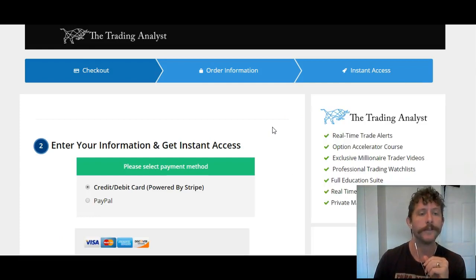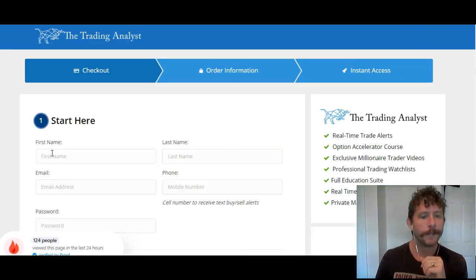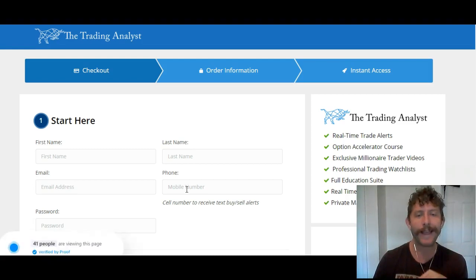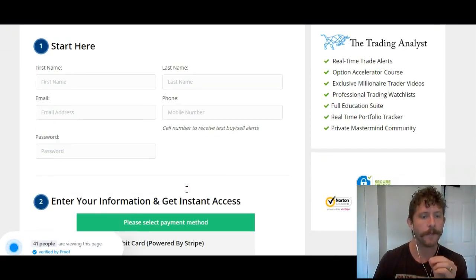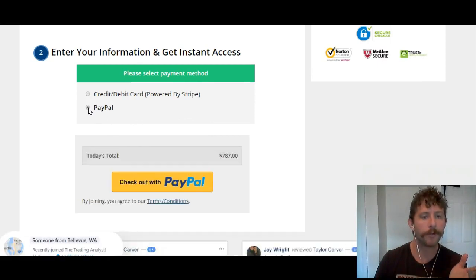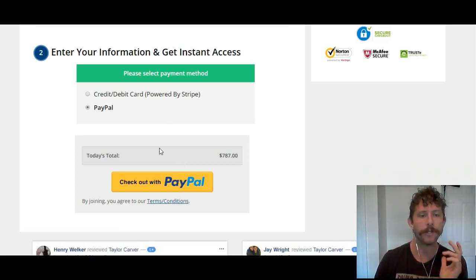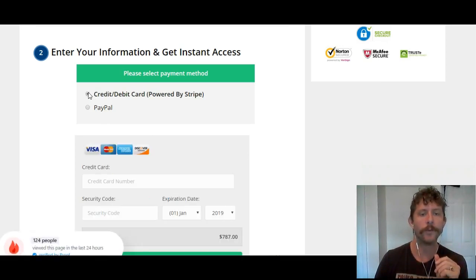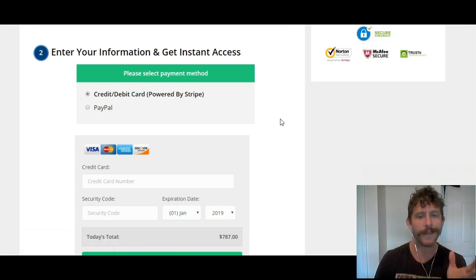And all you have to do is enter in your name, your email, your phone number. Make sure that you're entering in a valid phone number, because this is how you receive the buy and sell text message alerts. Choose a password, enter in your debit or credit card information here, or if you want to check out using PayPal, you can do that by clicking that button and then clicking this button, and it's going to take you to the 100% secure PayPal checkout page. It's totally up to you whether you want to check out using credit card, debit card, or PayPal. It's for your convenience. And that's it.